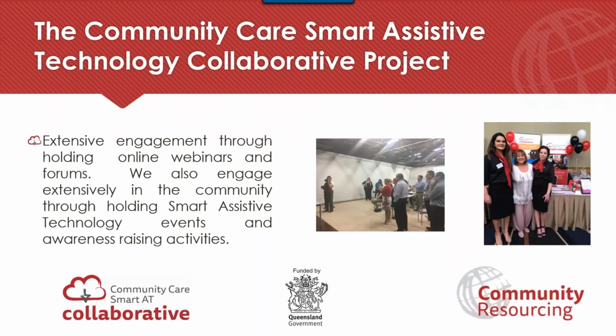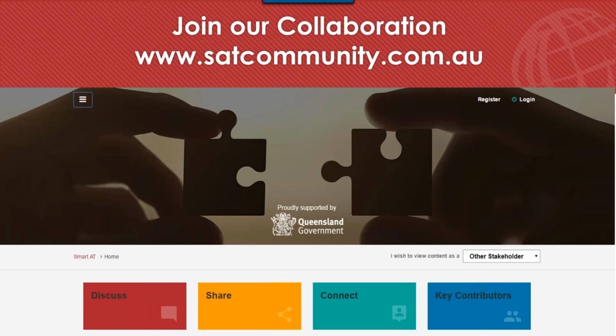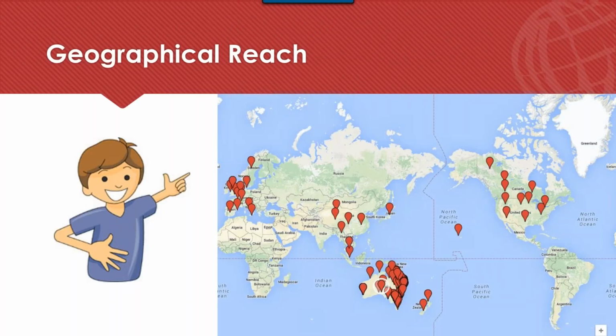We've been really moving on a number of projects in the collaborative, including extensive engagement strategies throughout this state, nationally and internationally. If you haven't already joined the collaborative, I'd encourage you to log on now and register, and to give the link to others in your organisation to register. You'll see from this slide that the geographical reach is extensive and is increasing daily. So thanks for all the help that people in the collaborative have given to ensure that we're linked with experts around the world, but also experts in this state and nationally.